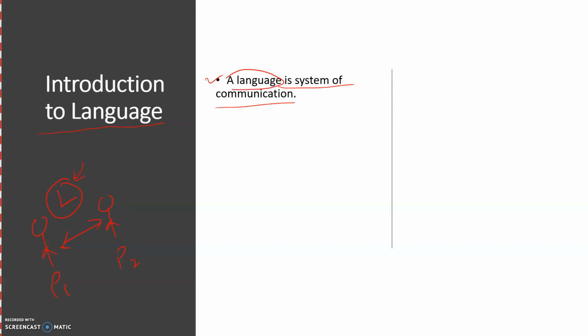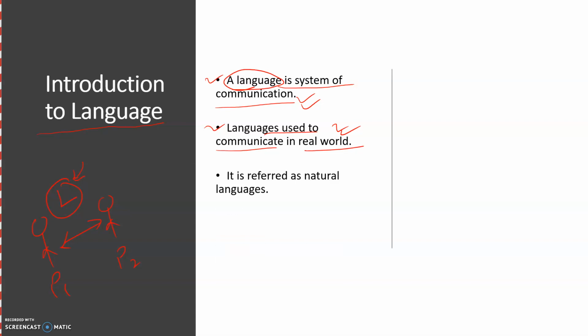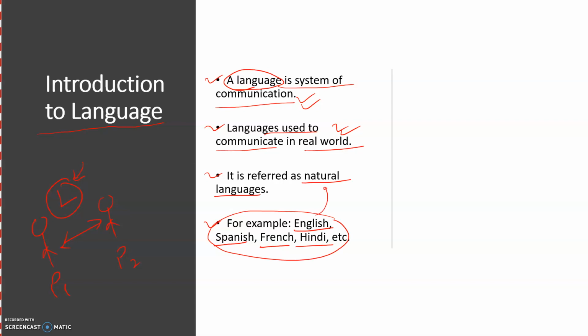Similarly, a language is required to communicate with systems. Language is used to communicate in the real world. Like we use English, some people use Hindi, French, Spanish, Chinese. There are several languages one can use to communicate in the real world. The languages which we use to communicate in the real world are referred to as natural languages. For example, we use English to communicate with each other. Some people use Spanish, French, Hindi, or any other language. These languages are called natural languages.